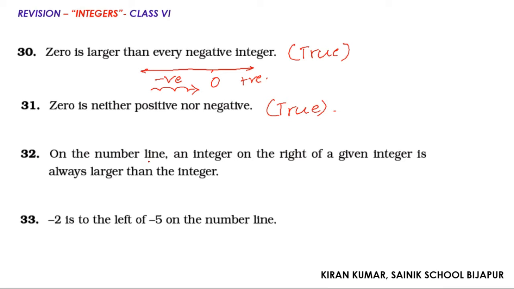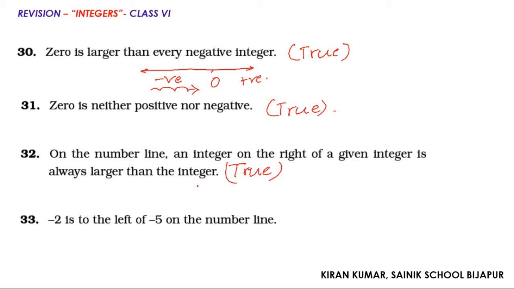Thirty-second statement. On the number line, an integer on the right of a given integer is always larger than the integer. This statement is true. When we have the number line, we have towards the right side the successors and towards the left the predecessors. So the number which is towards the right is always larger than the previous number. The statement is true.